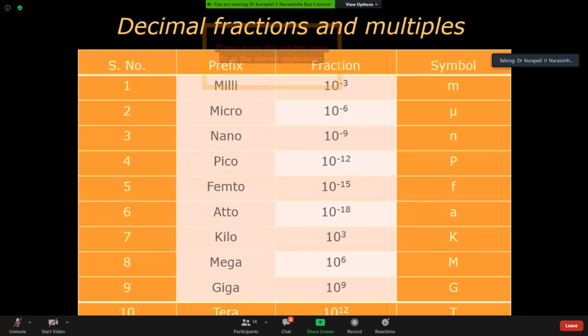Similarly, 1 gram, 1 kilogram. 1 kilogram is 1,000 grams. Mega is not megastar Chiranjeevi, but mega is 10 to the power of 6. Please remember this, micro and mega are two sides. Micro is 10 to the power of minus 6, 1 by 1 million. Mega is 1 into 10 to the power of 6, that is 1 million units.